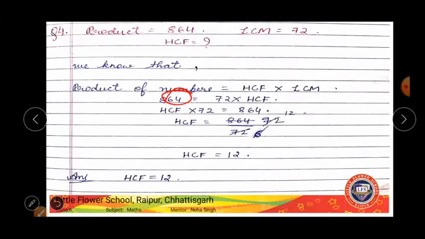So here we have divided with 12. 12 sixes are 72, 12 sevens are 84, 2 carried, 12 twos are 24. Then 6 ones are 6, 6 12s are 72. So the product of numbers was given, LCM was given, and we have found the HCF.